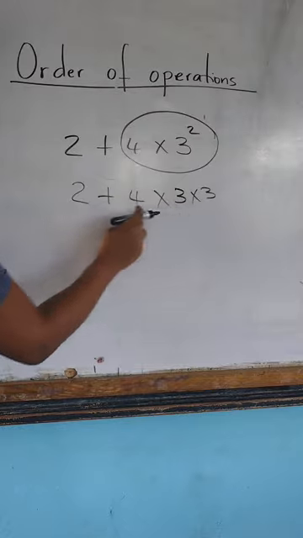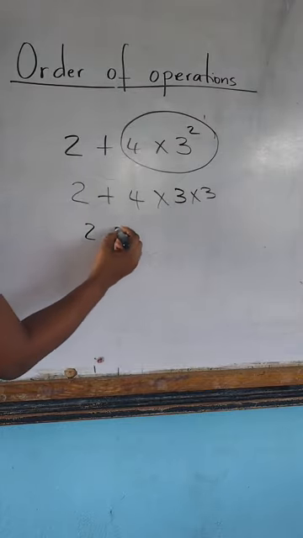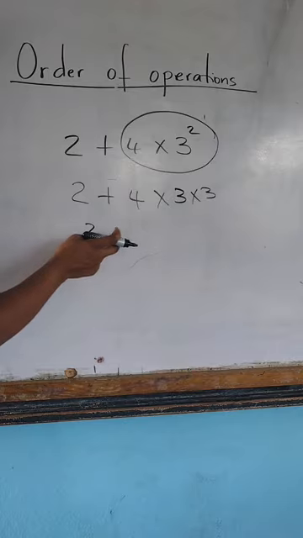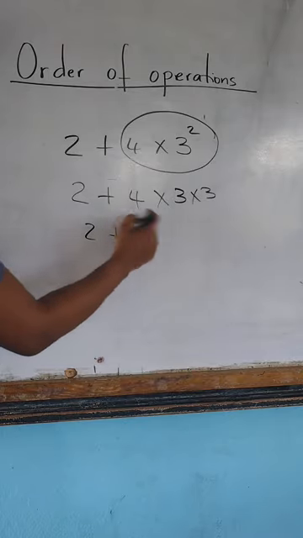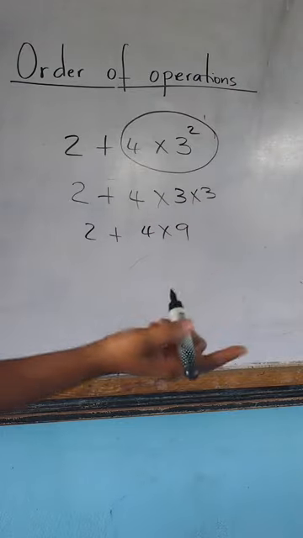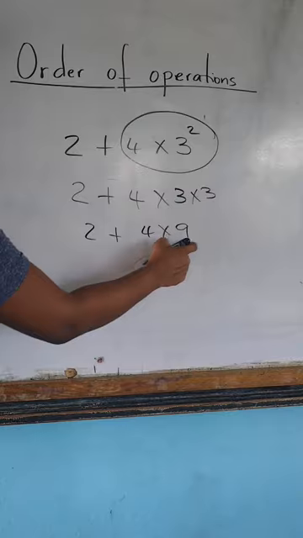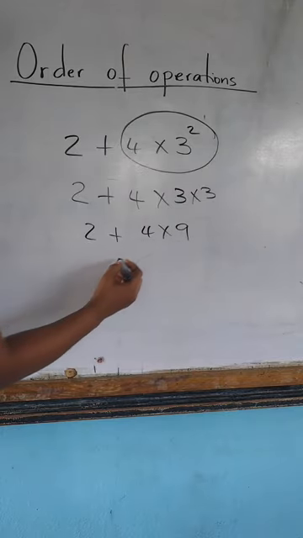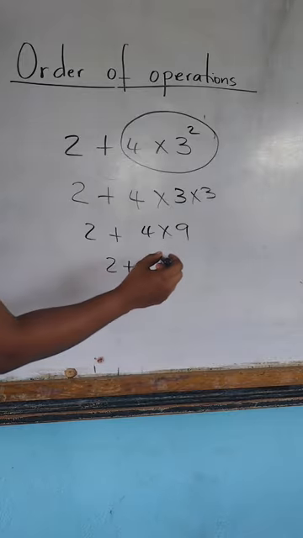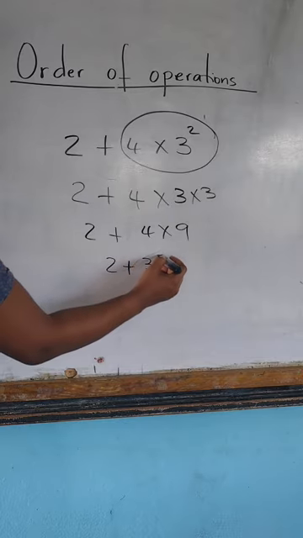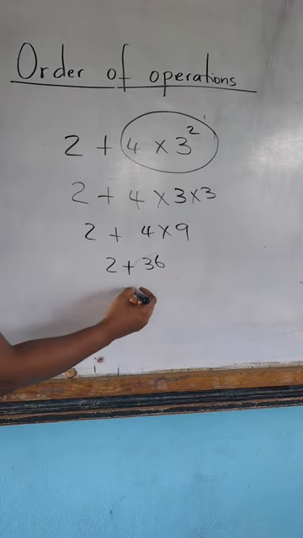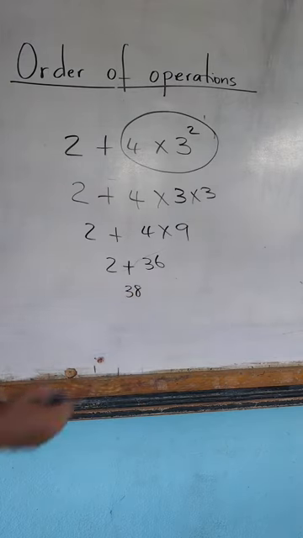Now, all I'm having here is multiplication. So 2 plus, remember that we have to do our multiplication before we do our addition. So 4 is actually multiplying 9 and not 3. 4 is multiplying 9. Simplifying this multiplication, 2 plus 4 nines, 36. And then I will add them, and that will give me 38.